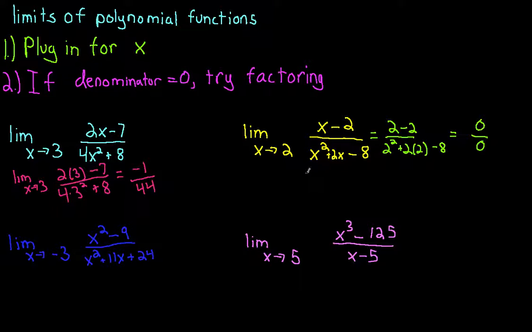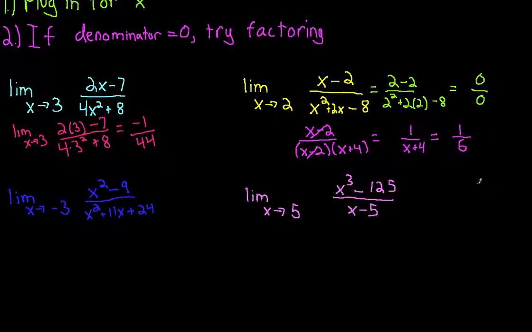Now the top cannot be factored. The top is simply going to remain x minus 2. But the bottom can be factored into x minus 2 times x plus 4. And we see that when we do that, this x minus 2 term and this x minus 2 term can cross off. So our problem now becomes 1 over x plus 4. If I plug x equal to 2 into this equation, I'm simply going to come out with 1 over 6, and that would be my answer.